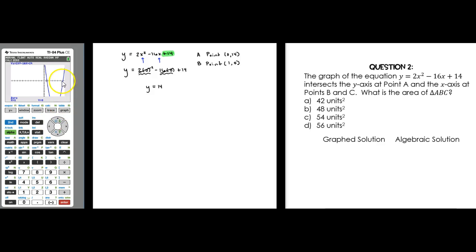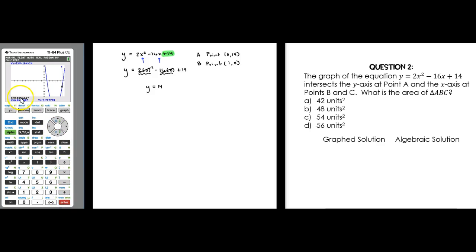All right, last but not least, we have to find that other point over here. So we're going to do the exact same process. We're going to hit second trace and calculate the other 0. And to do that, we're going to bring our cursor around. And there it is again. It's pretty much located at that other x-intercept. This time again, I want to put it over to the left. So that'll be down here.